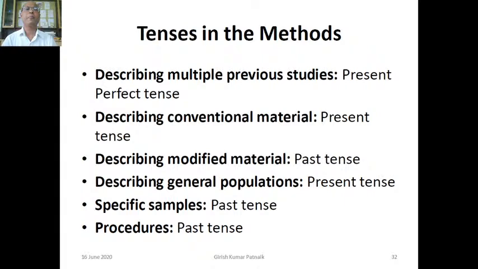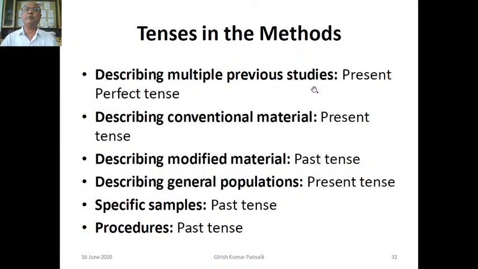So whenever we write a method, on an average, I listed only a few points. You may write the way you want as far as the methods are concerned. The method section is not restricted to only these points that you see in the current slide. It may go beyond this as well. But some of the important things I have highlighted here, like describing multiple previous studies. It is very much similar to what we have done in the literature review.